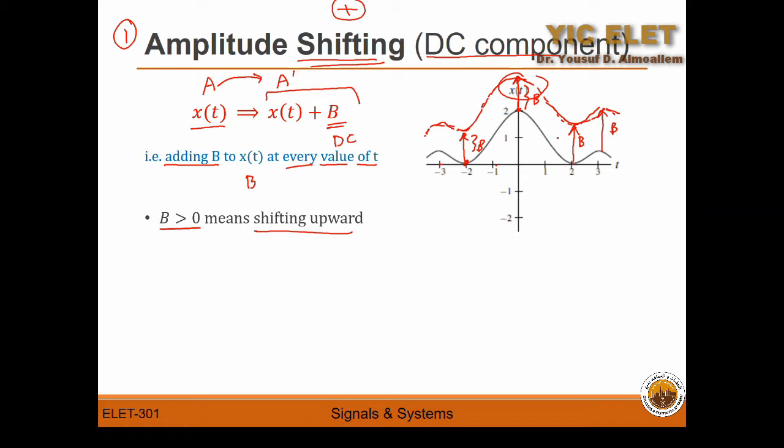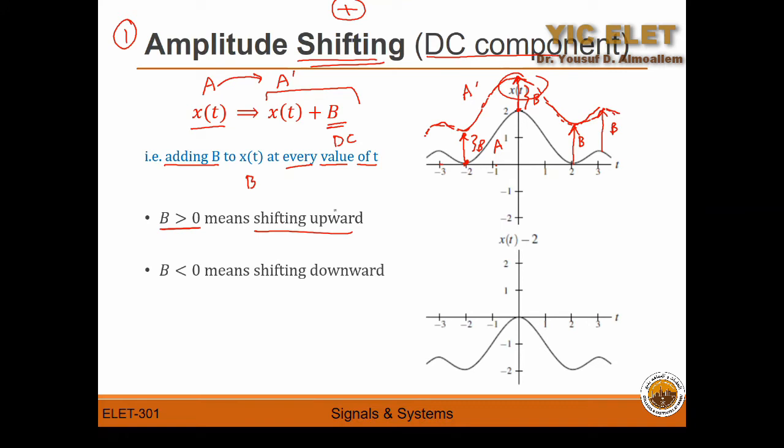So we will shift this signal upward and we will get this a prime signal. So this is a prime and this is signal a. And if we are doing it in a negative direction, so b is negative, we will move this signal downward. We will move it downward and we will have, let's say this is a prime and this is a double prime. So this is now -2, so this is a double prime signal, which is shown here.